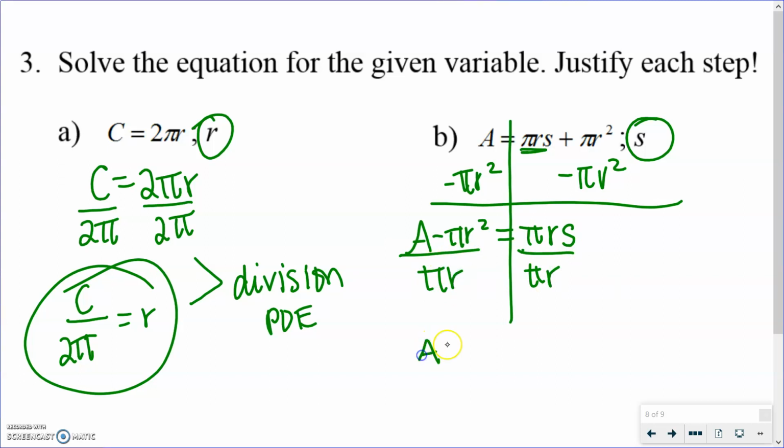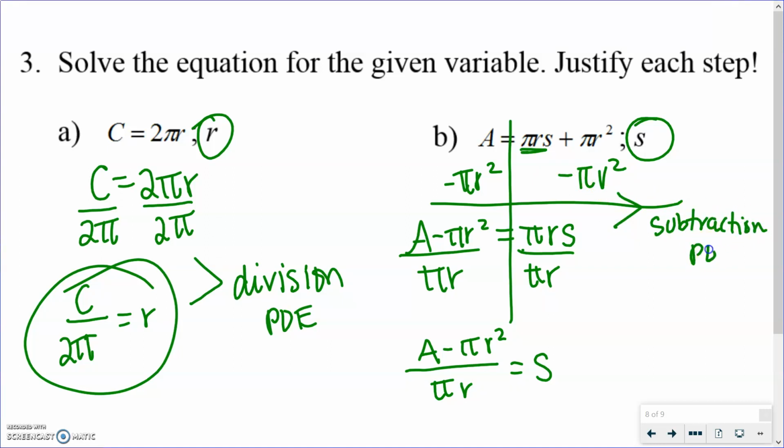So this ugliness right here is what s is equal to. And so again, we need to justify our steps. Well, I even have the subtraction here. So this first justification would be the subtraction property of equality. And then from here to here I divided again, so that's the division property of equality. So really when we're writing proofs, what we're doing is we're just justifying our steps with words. We're explaining what we're doing.